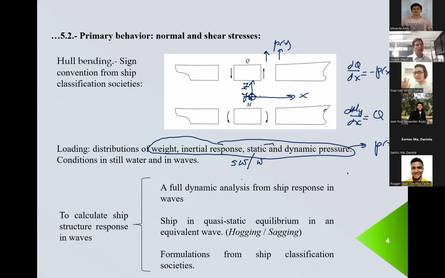And finally, we could find some formulation from ship classification societies directly. You can go in the classification society rules, and you will see in the chapter on longitudinal strength. Let me write it here. So if somebody wants to, longitudinal strength.